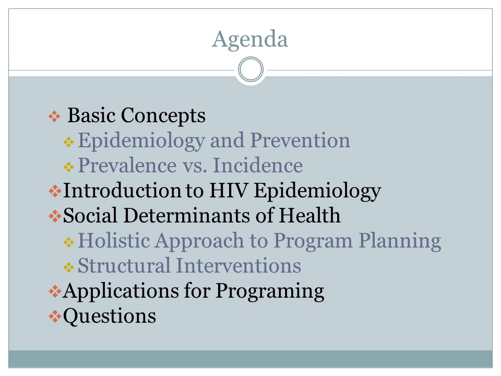So just to give you a brief overview of what we're going to be focusing on today on the webinar, we're going to review some basic concepts of epidemiology and prevention, including definitions of prevalence and incidence. We're also going to do a brief introduction to HIV epidemiology, and then we're going to review concepts in social determinants of health and how they can be applied to a holistic approach to program planning as well as structural interventions. We also want to review some applications for programming and have enough time for questions and answers towards the end.